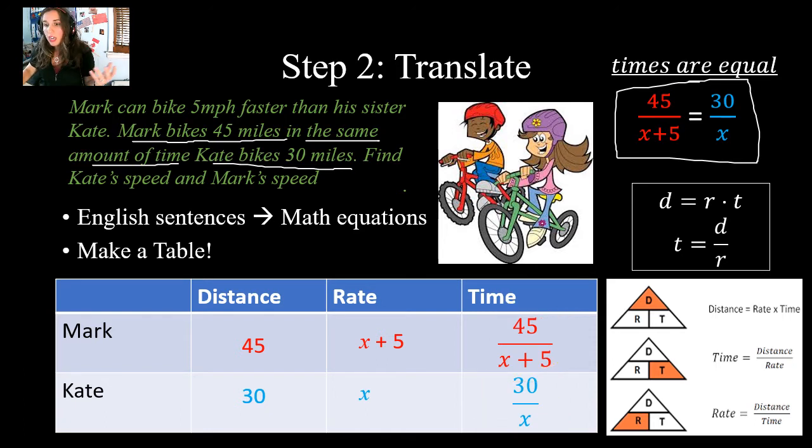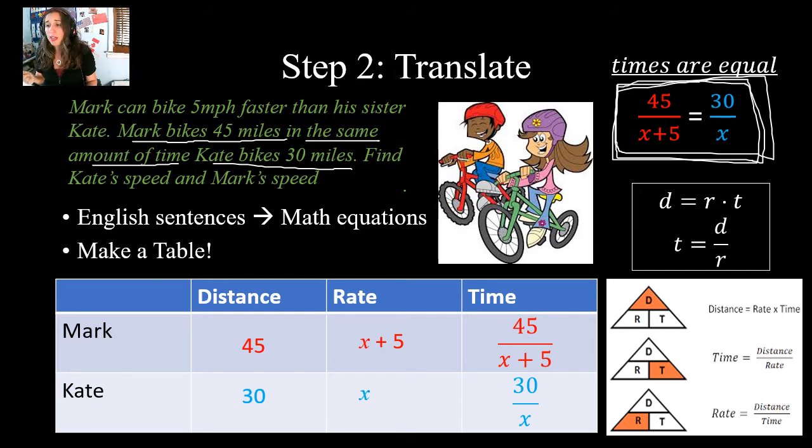So it took us a little time to set up this problem because we had to make our table and we had to use this formula over here. But the whole reason we did that was so we could get a rational equation that we knew how to solve. And in fact, this is a really nice one because we can cross multiply.